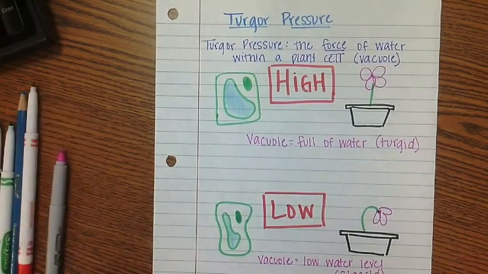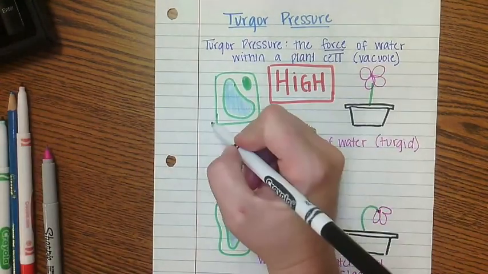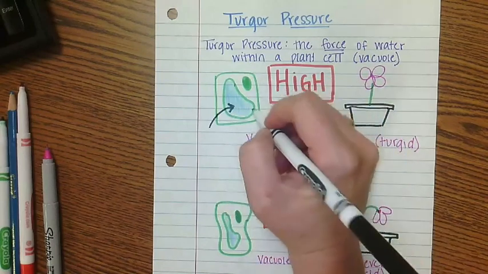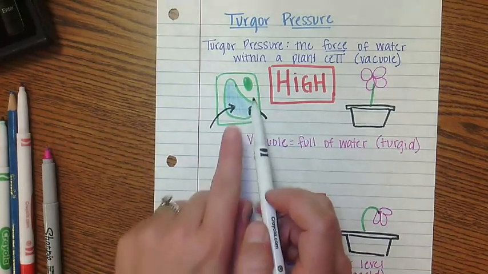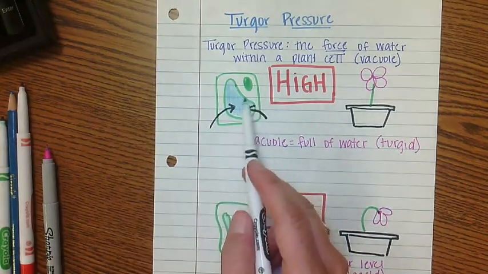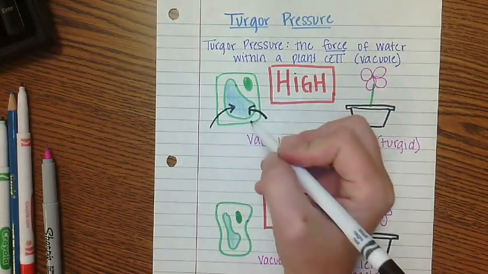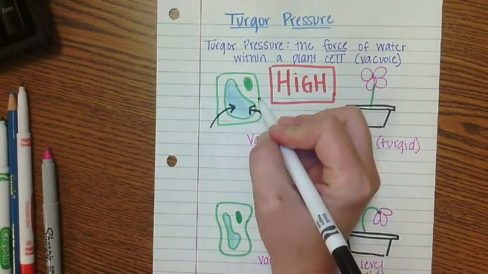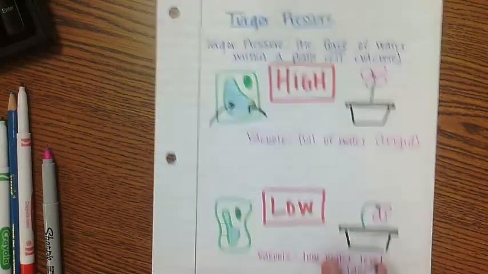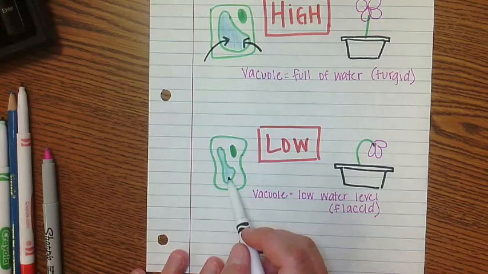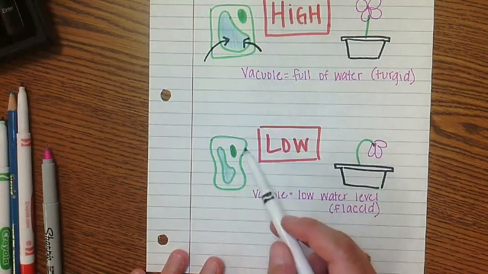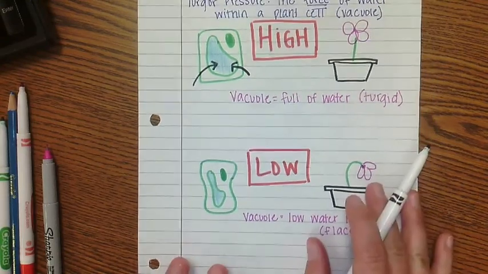It is a flaccid plant. Going back up here, I have water in the vacuole. The force of this vacuole is pushing onto the cell wall. So that means that this force is keeping the cell wall upright. Down here, this vacuole does not have a lot of water. So the force of this is less than the force of the cell wall. That's why this cell wall is caving in.